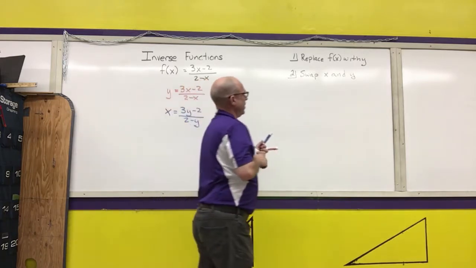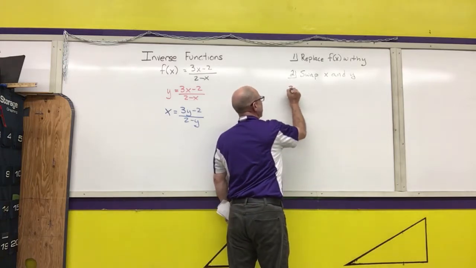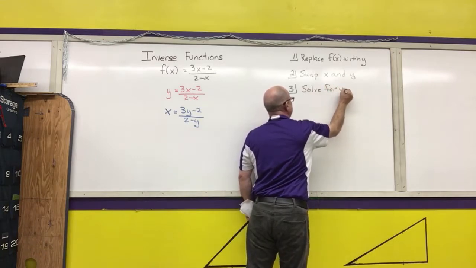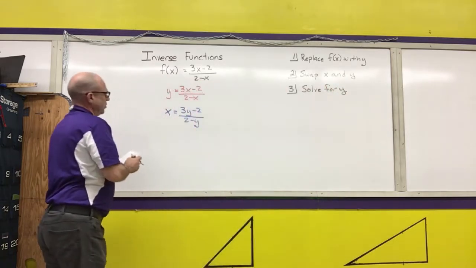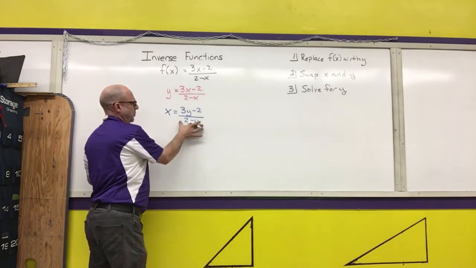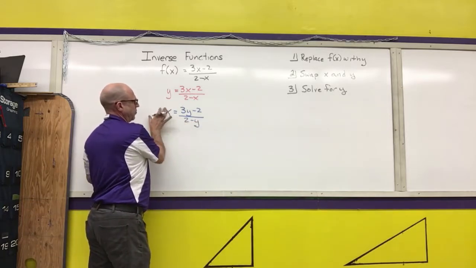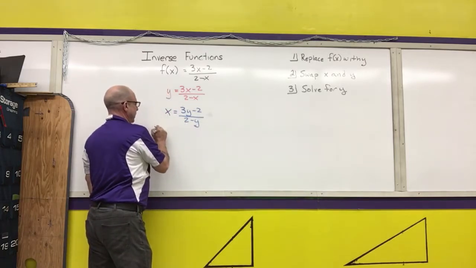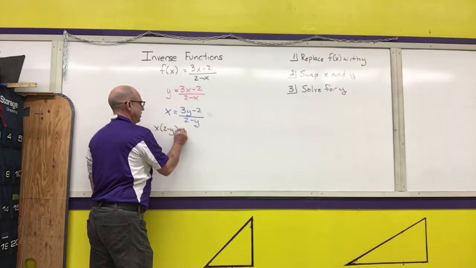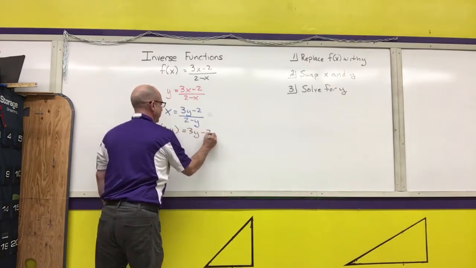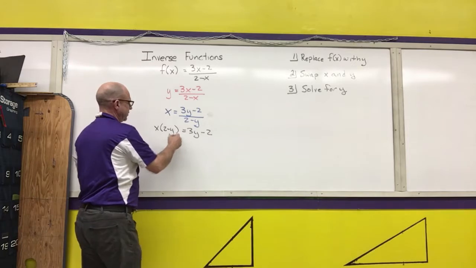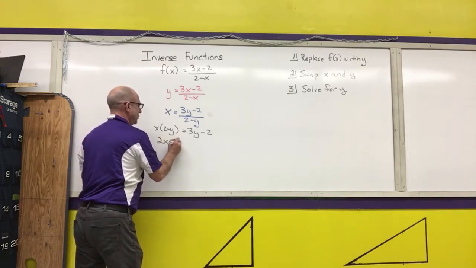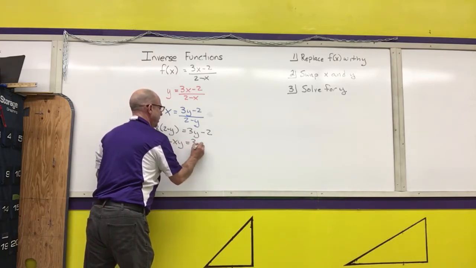Step three, which can take more than one step, is to solve for y. So to solve this equation for y, I'm going to multiply both sides by 2 minus y. And that's going to give me x times 2 minus y is equal to 3y minus 2. I'm going to distribute the x. That is going to give me 2x minus xy equals 3y minus 2.